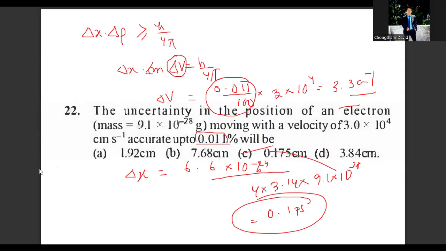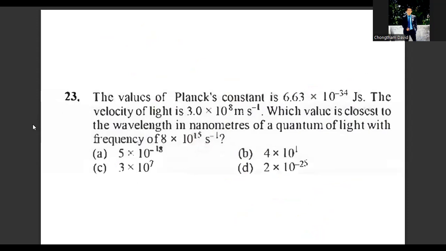Question number 23. Let's read. The value of Planck's constant is 6.6 10 to the power minus 34 joule second. The velocity of light is 3 into 10 to the power 8 meter per second. Which value is closest to the wavelength in nanometers of a quantum of light with the frequency of 8 into 10 to the power 15 second inverse? So obey this Planck's quantum theory. It states energy equals h nu, right? So from this, you can simply get that h nu can be further simplified as h c by lambda.